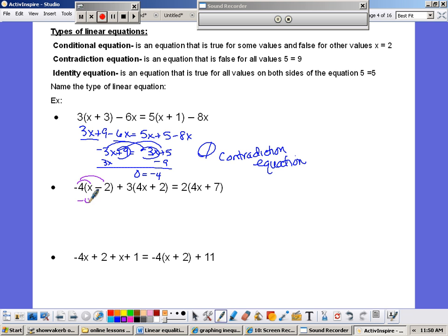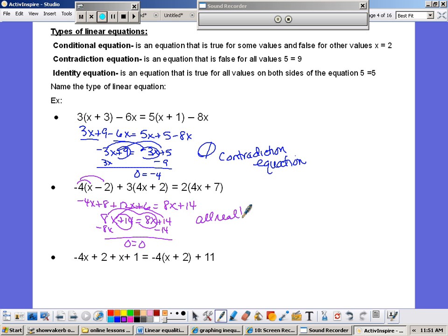Distribute. Negative 4x plus 8 plus 12x plus 6 equals 8x plus 14. 8x plus 14 equals 8x plus 14. I can see right now they're equal. But I'm going to move them over to show you what it looks like if you don't notice it. I'll get 0 equals 0. When does 0 equal 0? All the time, so it's all real numbers. So my answer will be all real numbers because these are identity equations. Meaning that if I graph both of them, they would be the same line.